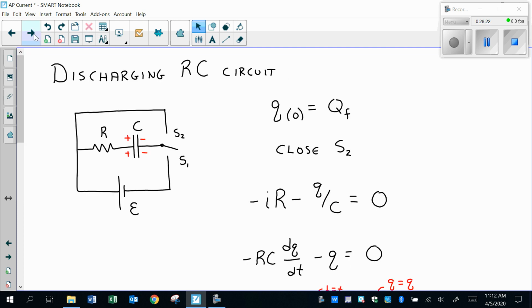So if I go to the next slide, what happens when we discharge our capacitor? We throw the switch up to S2 from S1. So we're fully charged, we throw it on there. And so what happens when we close S2? Well, at time 0, we are fully charged. Close it, you'll notice the EMF is missing because we've cut the EMF out of the picture because we've thrown it up to S2. So this is our loop rule.